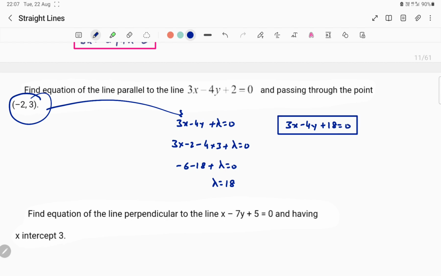Okay. Somebody will say, sir, can we do it with the other method? So the other method is, yes, more or less the same, only that you figure out what the slope is. So what is the slope? Minus coefficient of x by coefficient of y, and then use the slope point form. y minus 3 is equal to slope into x minus of minus 2. When you simplify this, you will see that exactly the same equation will come.